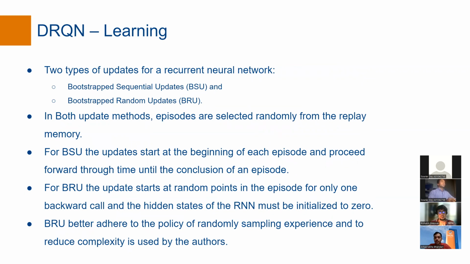There are 2 types of ways to update a recurrent neural network: bootstrapped sequential updates and bootstrapped random updates. In both the methods, episodes are selected randomly from the replay memory. For BSUs, the update starts at the beginning of each episode and is continued till the end of it. For BRUs, the update starts at random points in the episode and for only one backward call, and the hidden states of the RNN must be initialized to 0. BRUs adhere better to the random sampling experience, and to reduce the complexity, it is used by the authors.